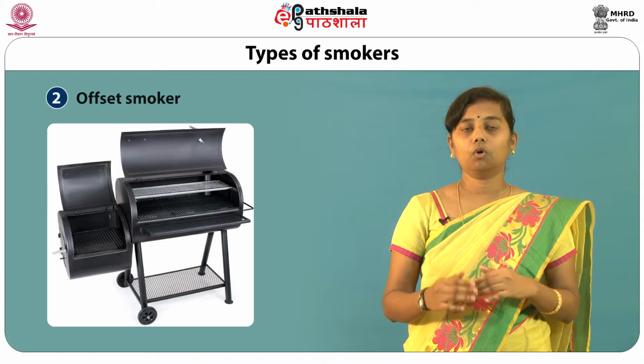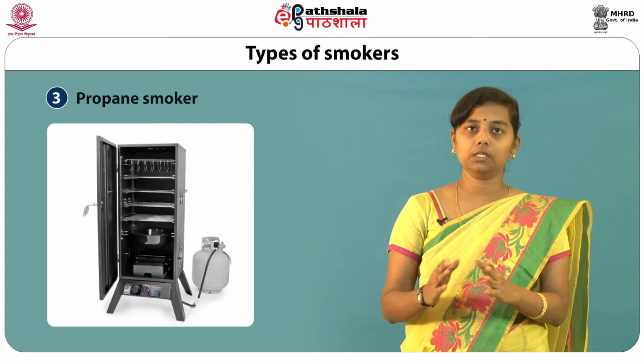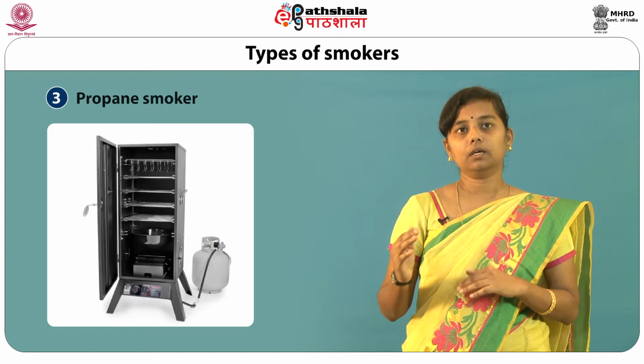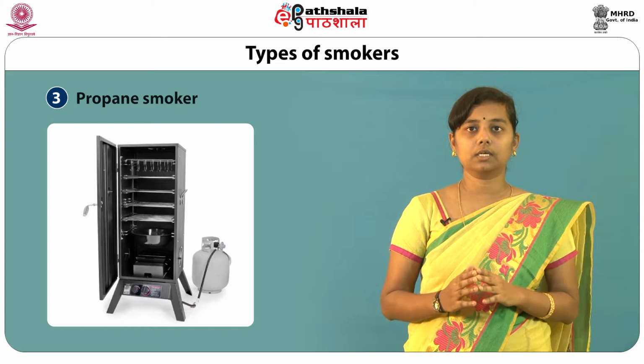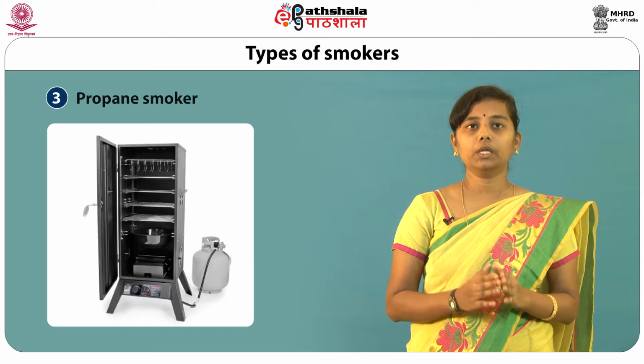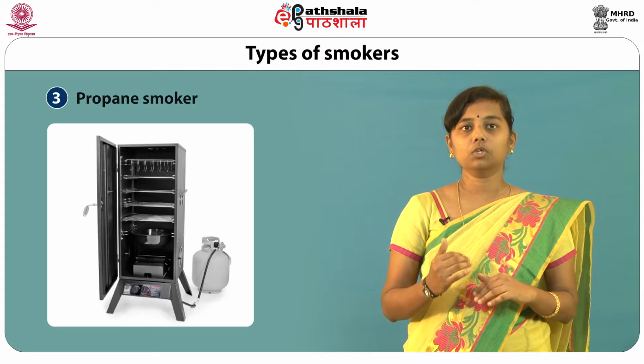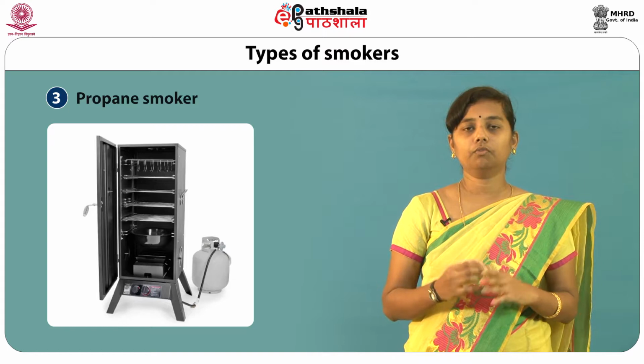The third type is propane smoker. A propane smoker is used for smoking of meat in a controlled atmosphere. In a propane smoker, the heat is generated by a gas burner directly under a steel or iron box containing the wood or charcoal which provides the smoke. Few vent holes are also provided on the top of the steel box. It smokes instead of burning due to less oxygen. Desired combination of wood and charcoal can be used, and also this method consumes less wood.